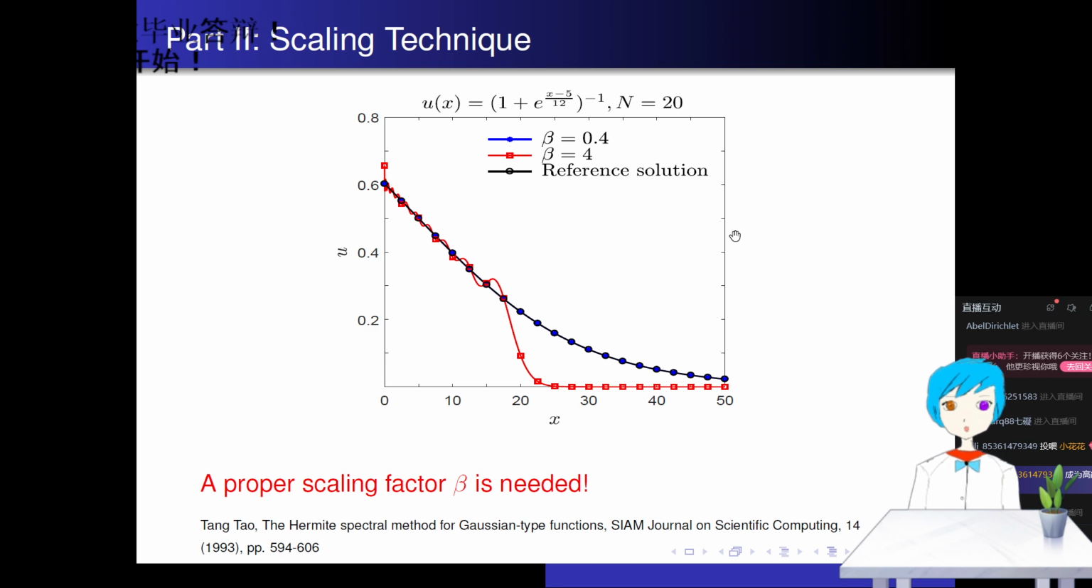First, I will talk about the scaling technique. Let's take a look at this simple function in the semi-unbounded domain. If we use the generalized Lagrange functions that decay exponentially at infinity to approximate it, a proper scaling factor is needed. If the scaling factor is larger, the basis function will decay faster. If it's too large, like beta equals 4, then the basis functions decay faster than the function to be approximated, and the approximation is poor. By choosing an appropriate beta, the approximation is accurate.